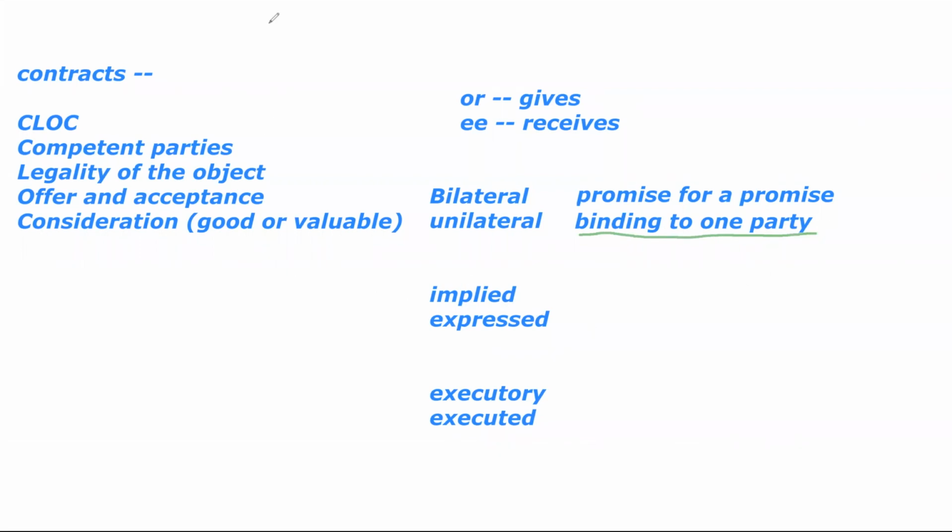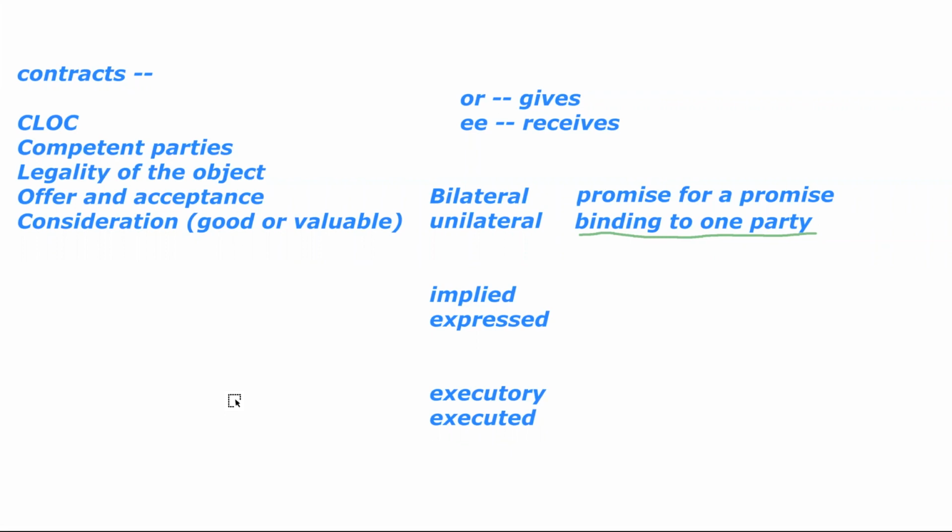So does everyone get that? Does everyone understand the difference between a bilateral contract and a unilateral contract? So unilaterals are usually our option contracts, and our bilaterals are those promise for a promise, okay? It's one thing in exchange for another, okay?